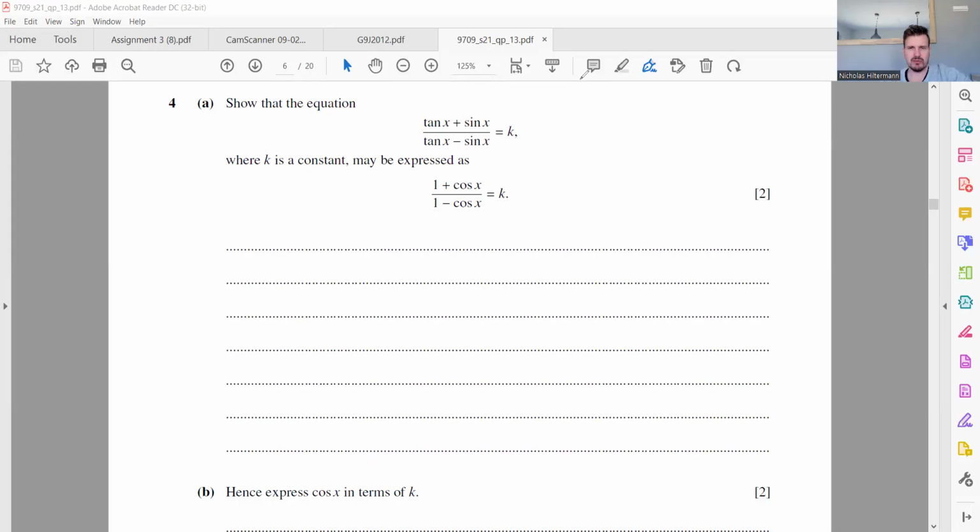Okay, so question 4 of our 2021 June paper, paper 1, variant 3. Here we go. So we've moved on from functions now, and we are looking at some trigonometry and solving these trig expressions. So what you need to know to begin with is that whenever you see a tan x, you usually need to convert it to sine over cos. So whenever you see tan x, convert it to sine over cos.